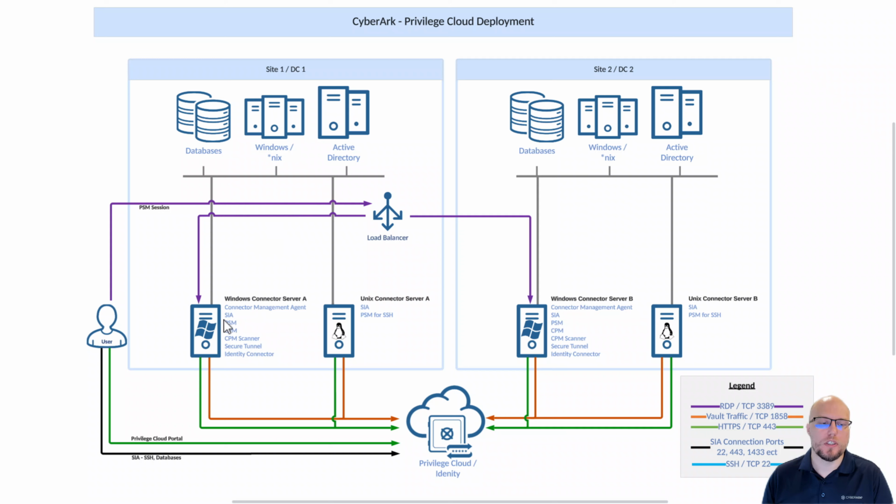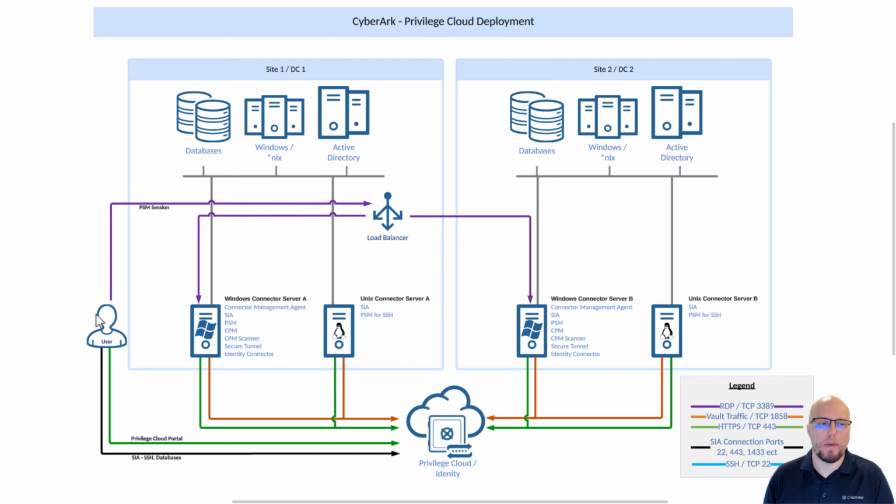And of course, once the connection gets to the Windows PSM service, the PSM server will then know which target you're trying to connect to, so it will go and grab the credentials from the CyberArk Privilege Cloud over the CyberArk Vault protocol on port 1858. Once it's got the credentials, it will then establish a connection to whatever target system you're trying to access.